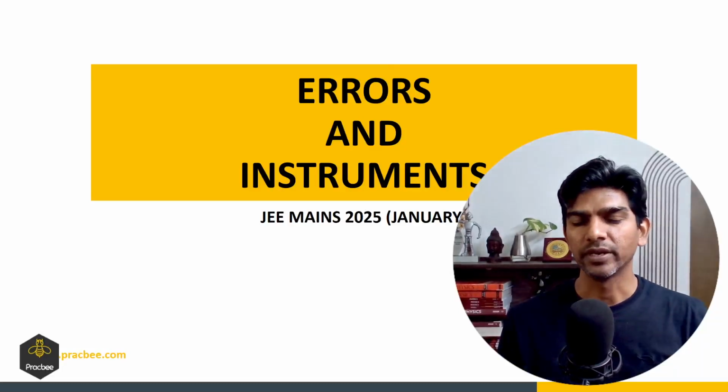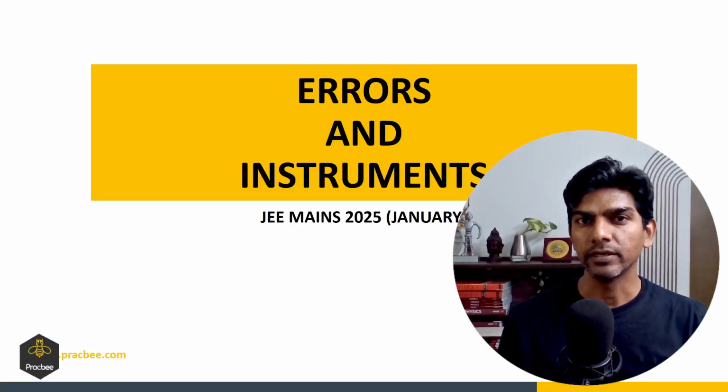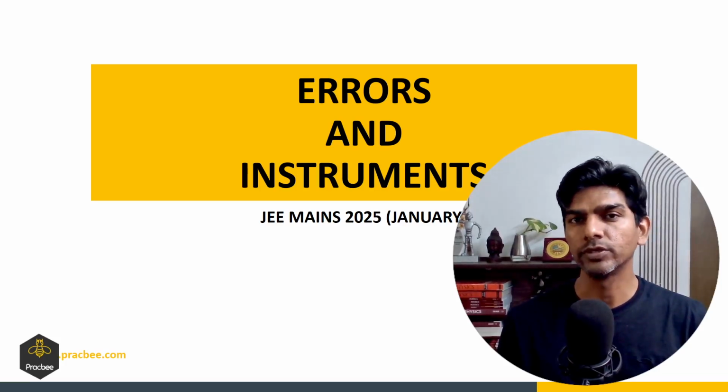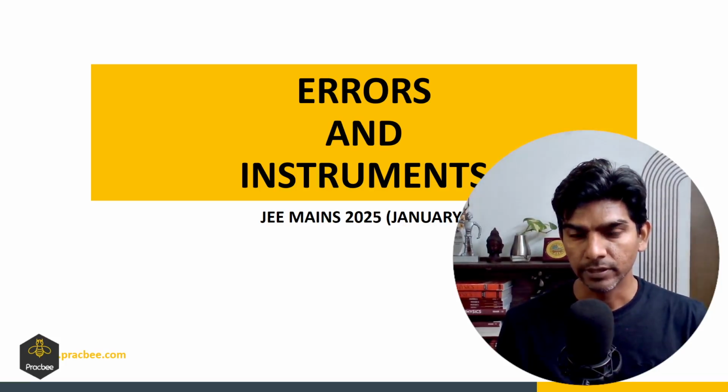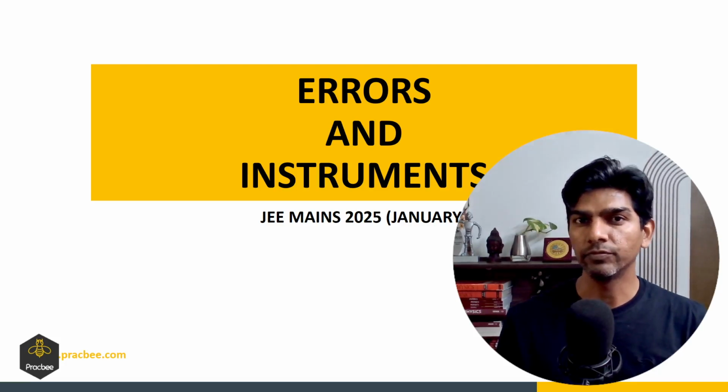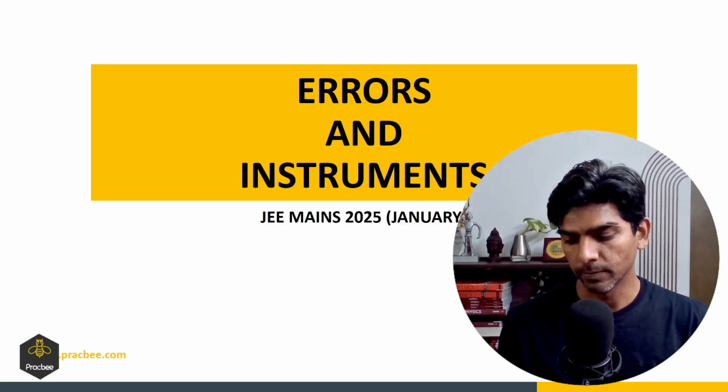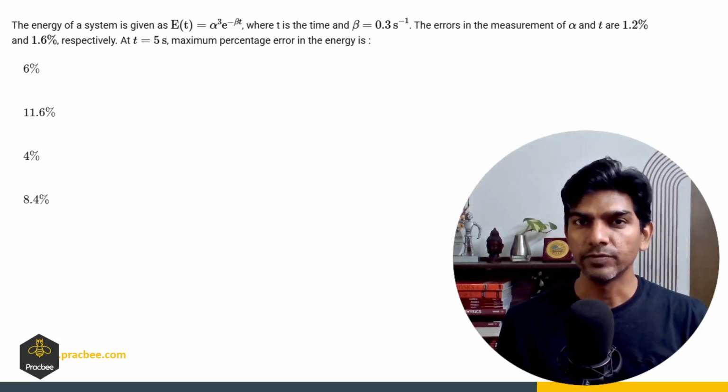Hello everyone. So in this video, we're going to see questions from errors and instruments, which were asked in the JEE Mains 2025 January attempt. There were around 6 questions, and the difficulty level is more or less similar to previous year's questions. So let us see these 6 questions one by one. Let us see the first question.